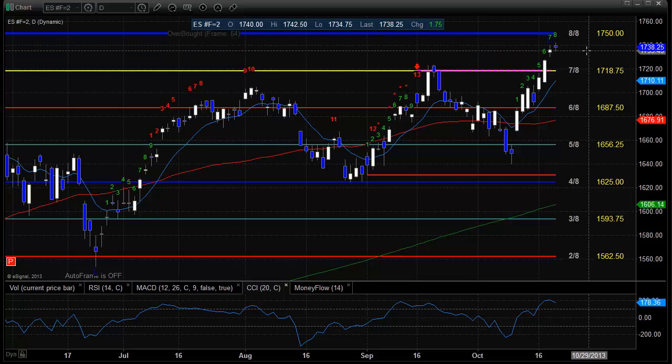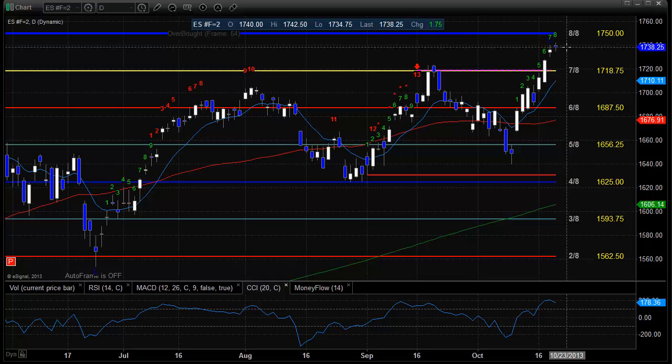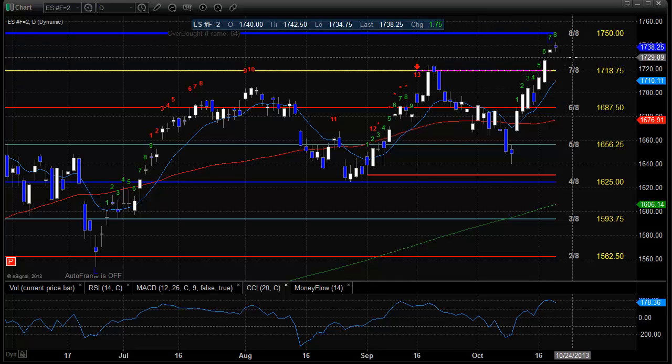The other notable development here intraday is that today's close was below the open, so we've got a dark body candle up here. Key levels overhead, obviously 1750. To the downside, the gap window from Friday at 1730. Then below that is going to be this pivot area at 7-ace at 1718, 1720.